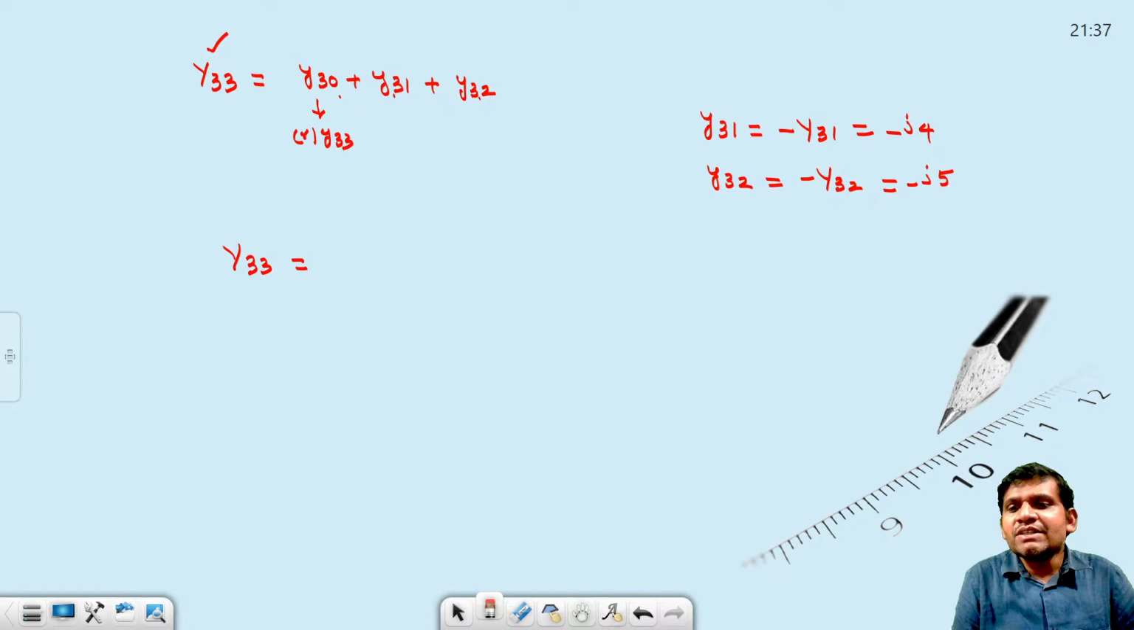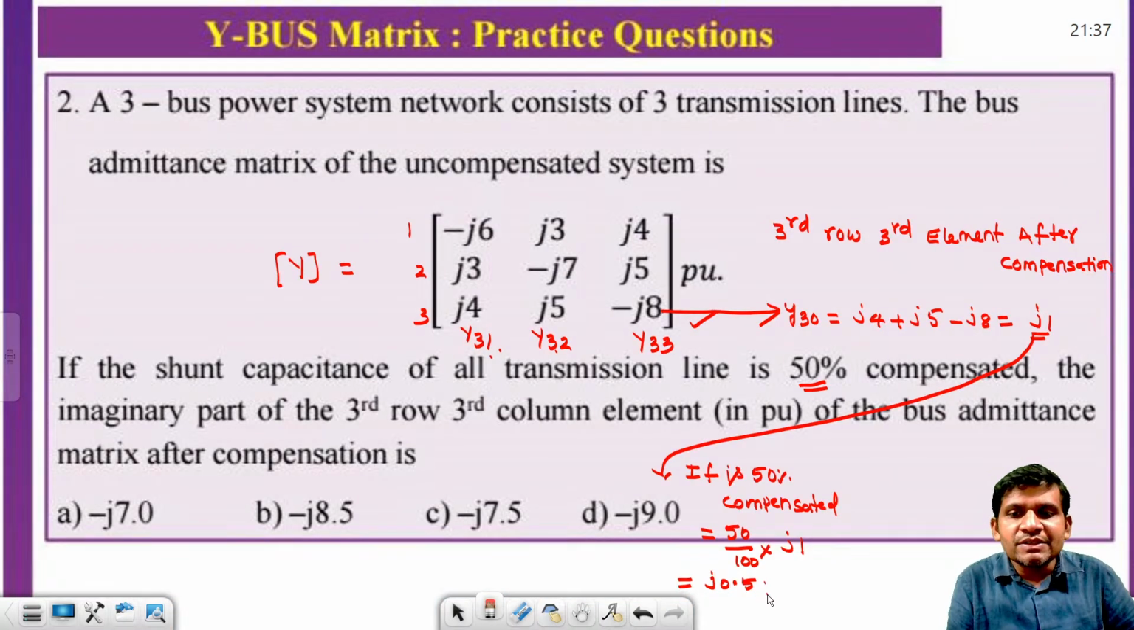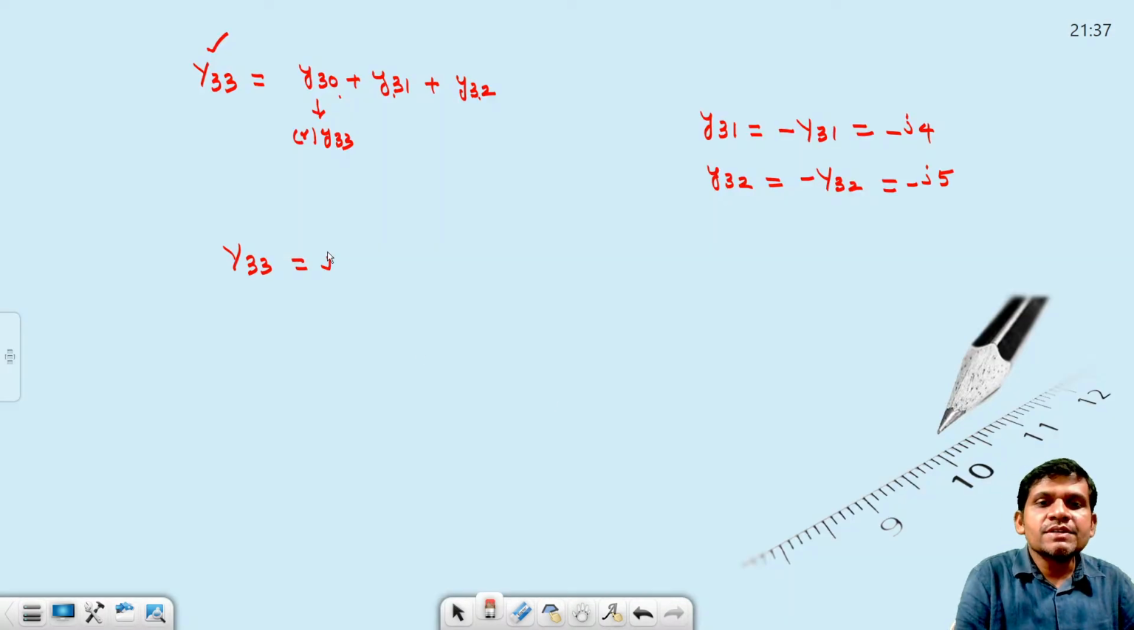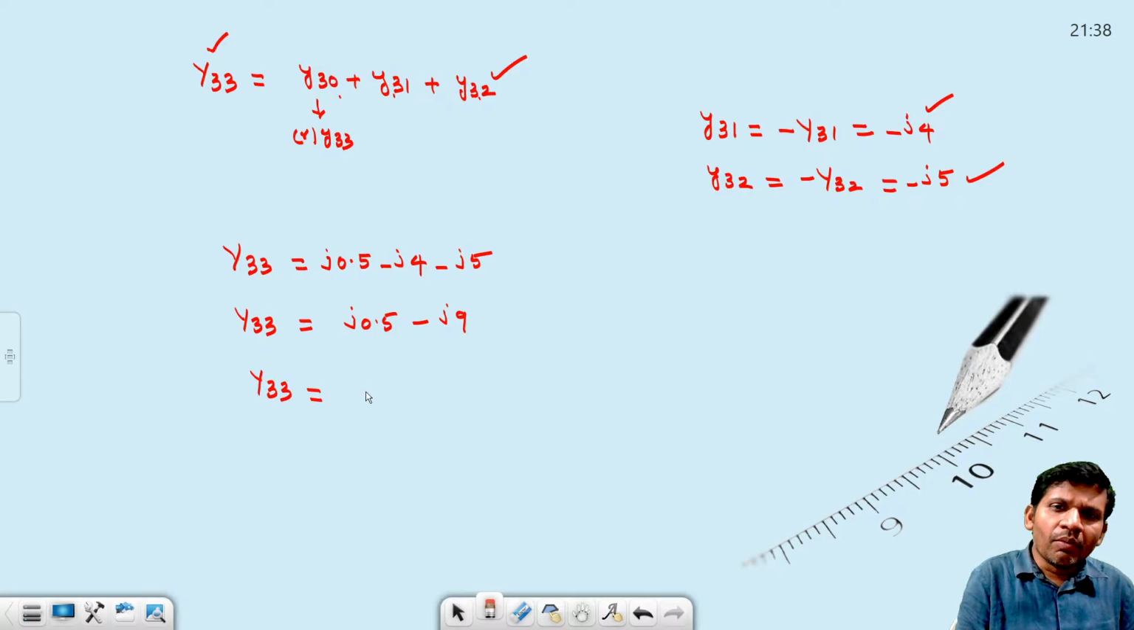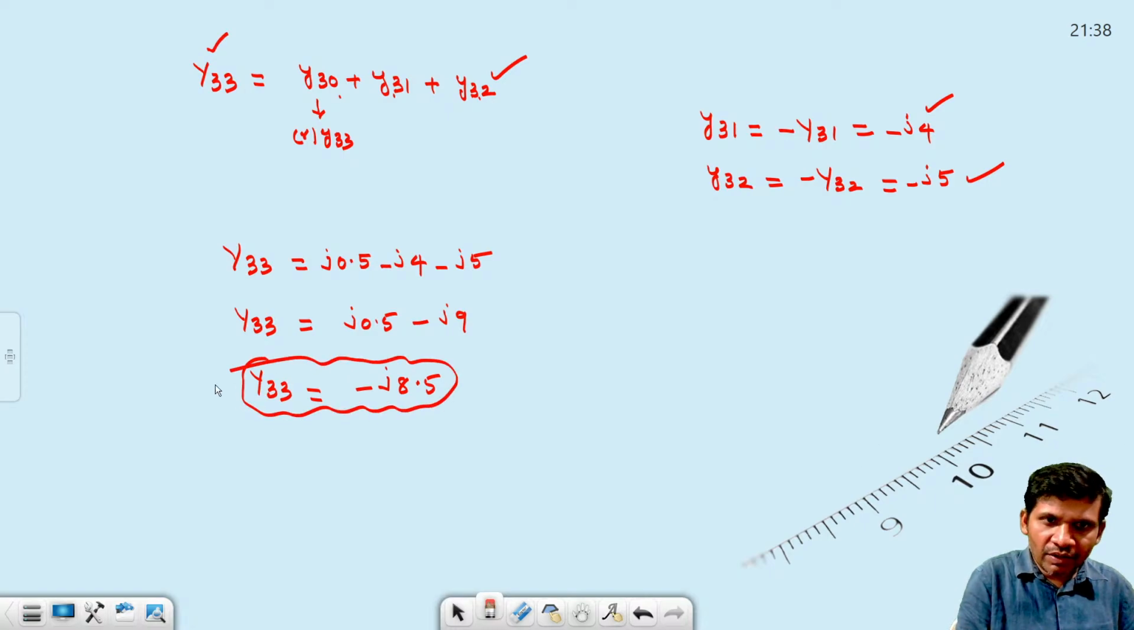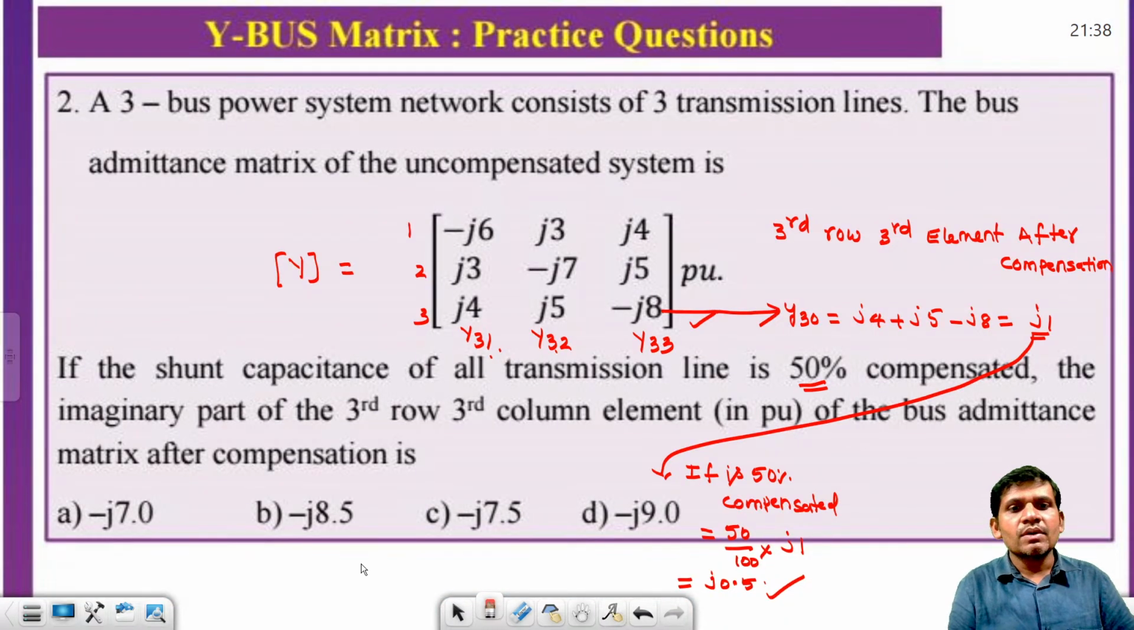Yes. Now tell, what is Y30 calculated after shunt compensation? J0.5. What is Y31? Minus J4. What is Y32, friends? Minus J5. Then Y33 equal to J0.5 minus J9. This Y33 equal to minus J8.5. That is minus J8.5. That is option B.